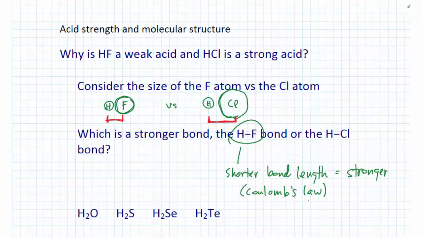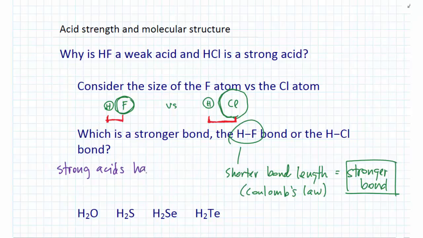So what does that have to do with the strength of an acid? Why is HF a weak acid and HCl is a strong acid? Because fluorine doesn't share well with others. It's greedy. Part of the confusion comes between the use of stronger bond versus acid strength. To have a strong acid, do we want a strong bond? No, we want a weak bond. That's a strong acid. Strong acids have weak bonds. That's what makes it a strong acid.